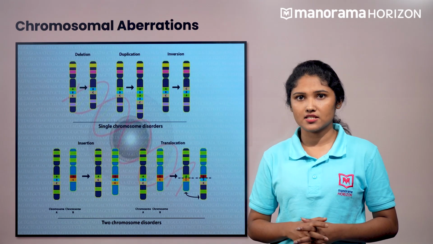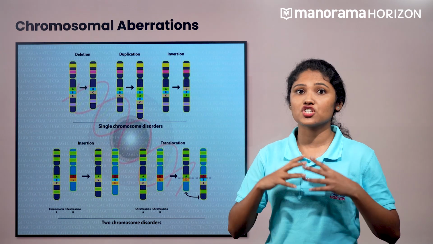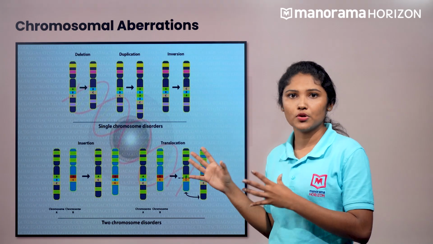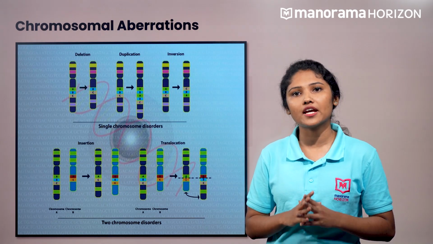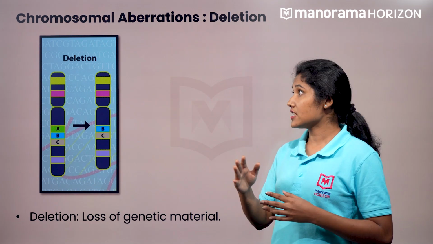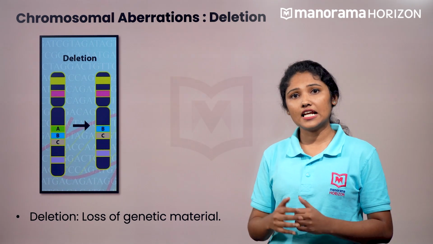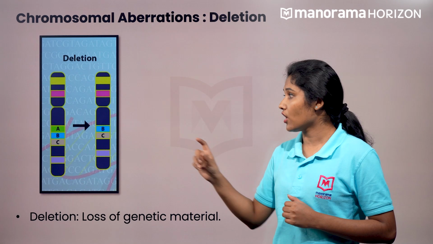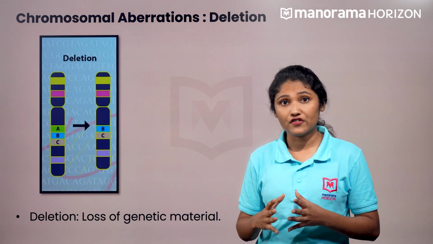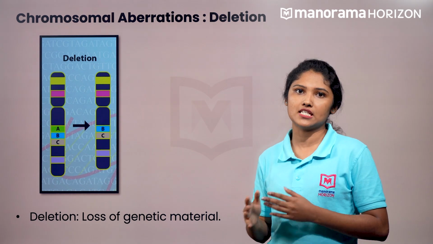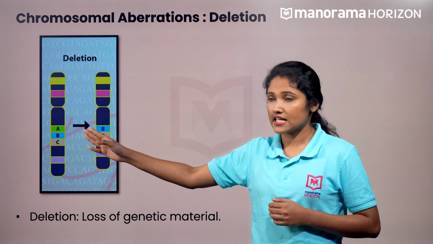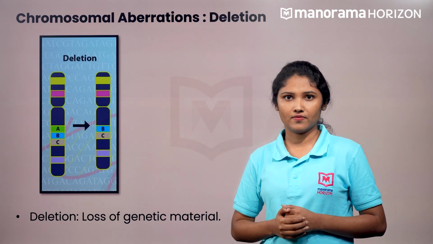As the name suggests, the chromosomal aberrations are changes in the structure or the number of chromosomes caused by mutations. Let's have a quick look at different types of chromosomal mutations. First is deletion. The deletion occurs when a part of a chromosome is missing, making the chromosome deficient in an amount of genetic material. In the given chromosome, the segment labeled A is missing due to deletion.